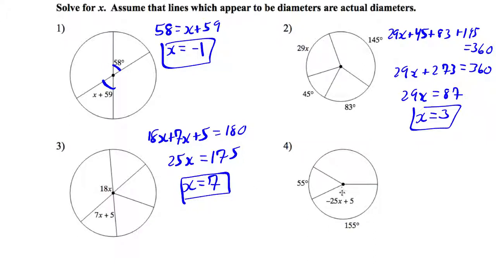And then over here, I don't believe I addressed this issue. So here, this is showing that this is 55 degrees. That arc is the same measure as this angle. So that means that this is 55. This arc is 155, so that means that this is 155.